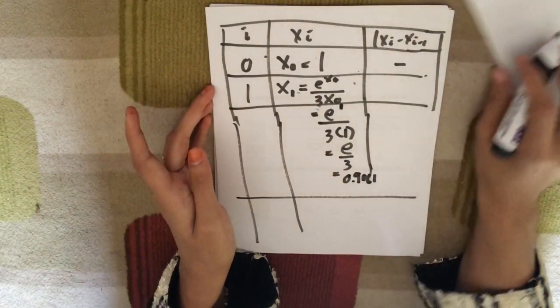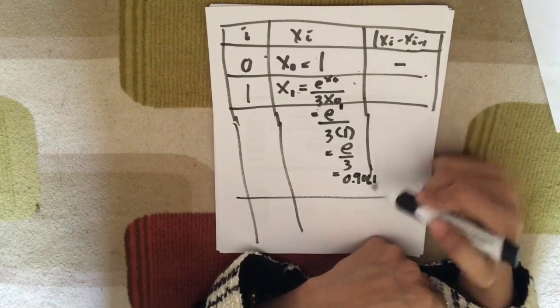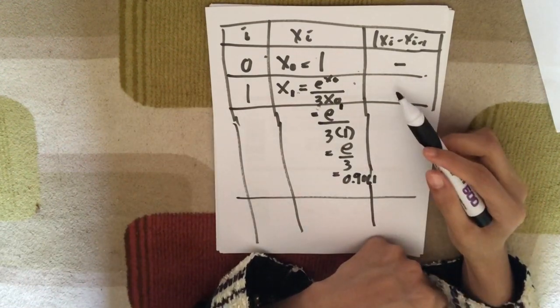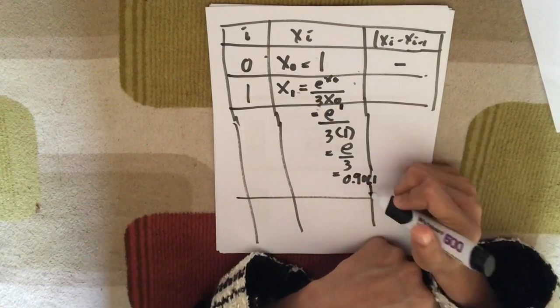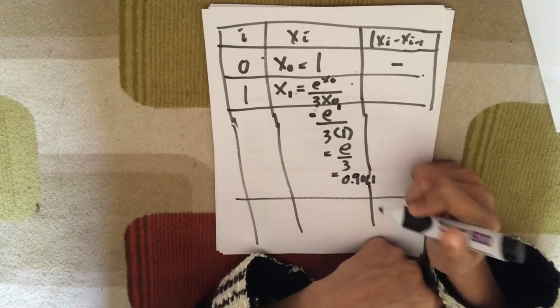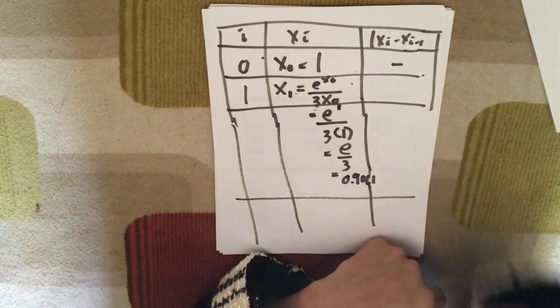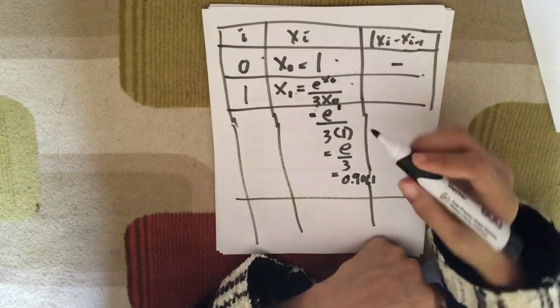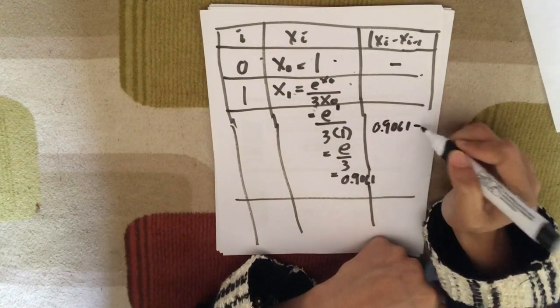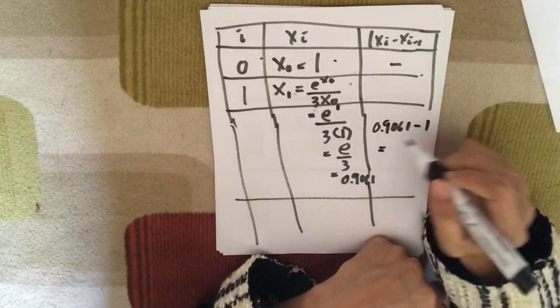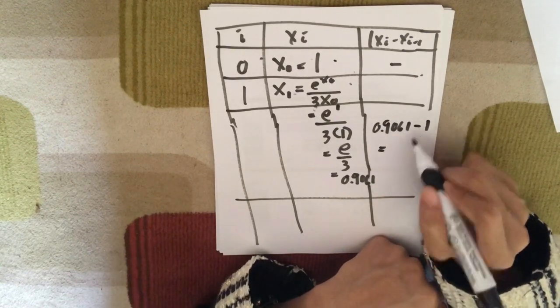So then, what's the error here? Like I said before, the error is the current value minus the previous one. Your current value is now 0.9061, and the previous value is 1. So just minus, 0.9061 minus 1. You can see clearly that you will have a negative value.